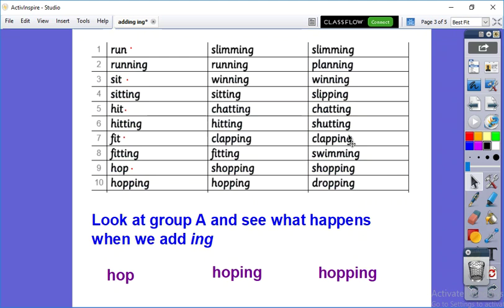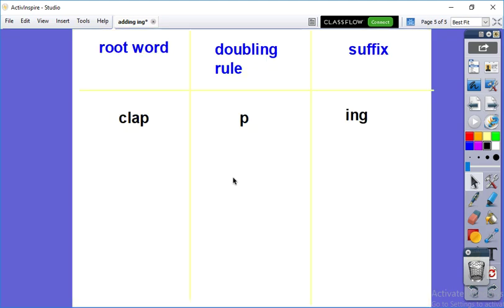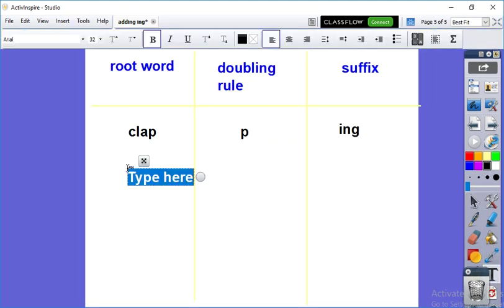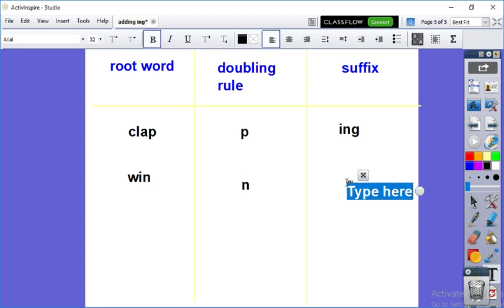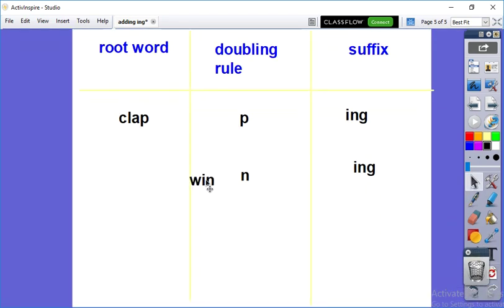Let's take the word winning. Both Group B and Group C have the word winning. So when I put the root word in here, see if you know it. Yes, it is win. Win. Our doubling letter is N. And our suffix is ing. There we go. So let's just put that word together so we can see it. The root word, the doubling, and the suffix there. That is the word winning.